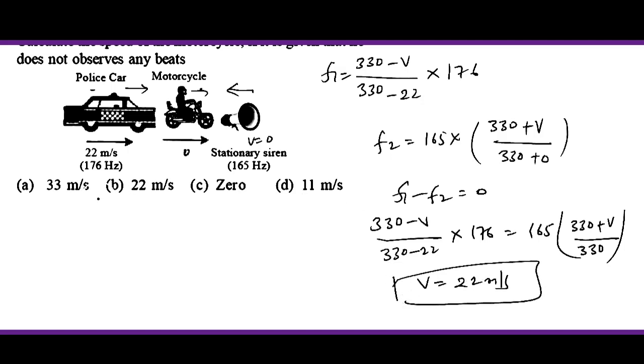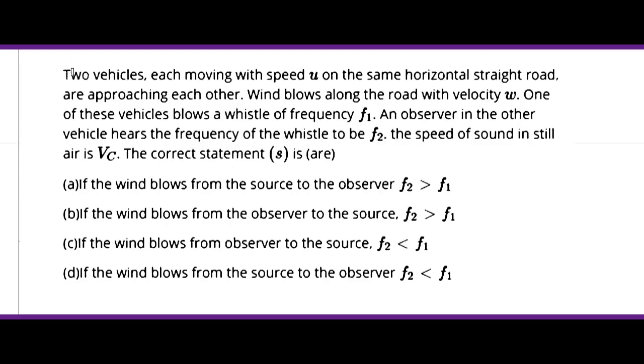Hello students, today our question is: two vehicles each moving with speed u on the same horizontal straight road, approaching each other.